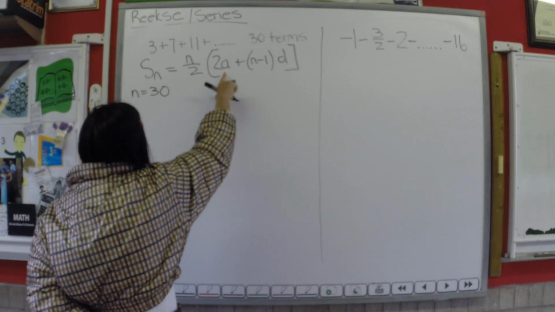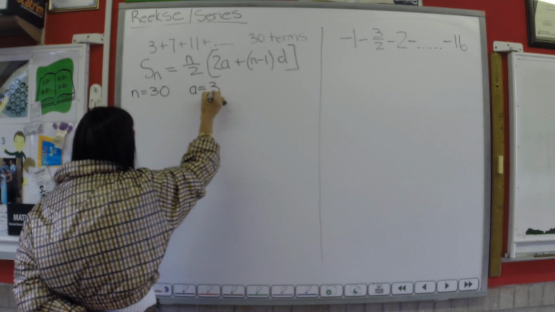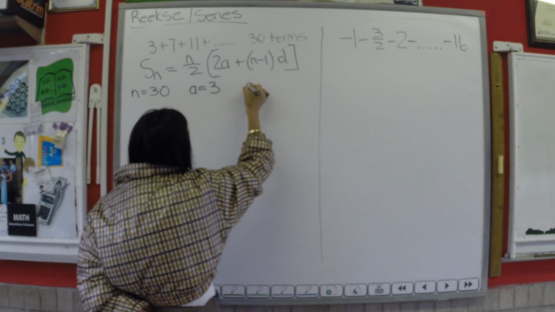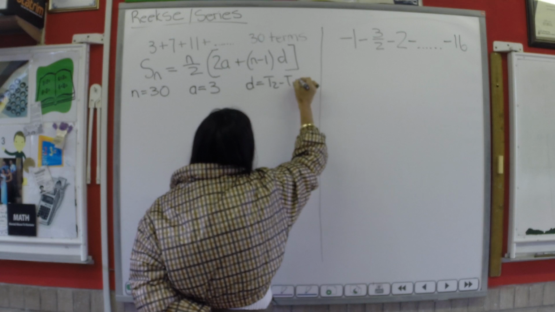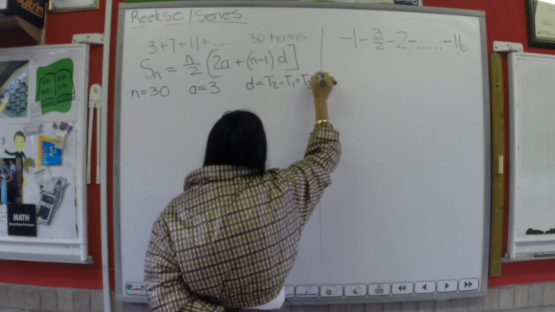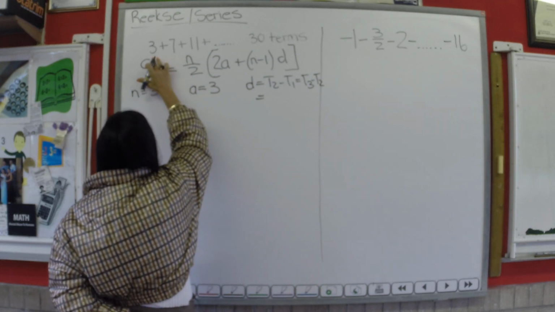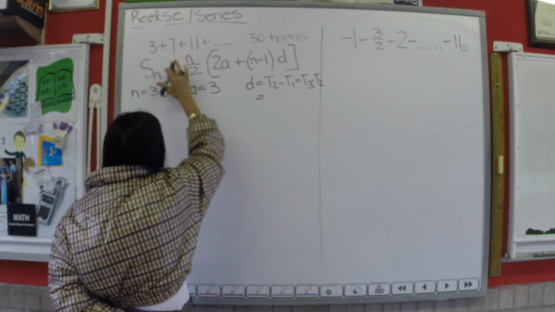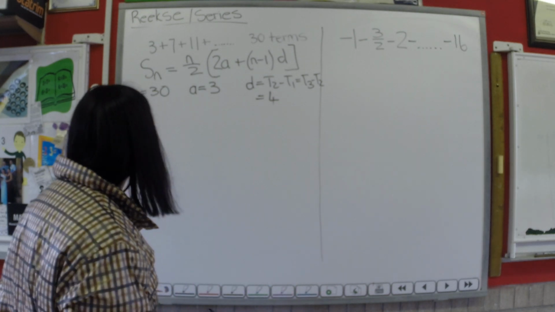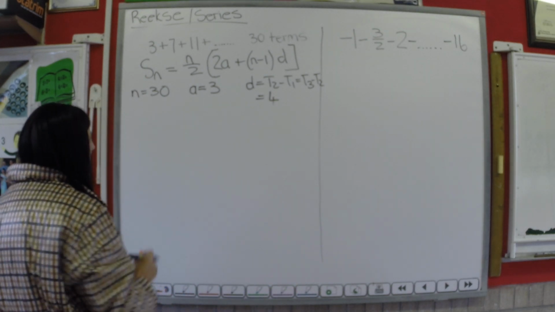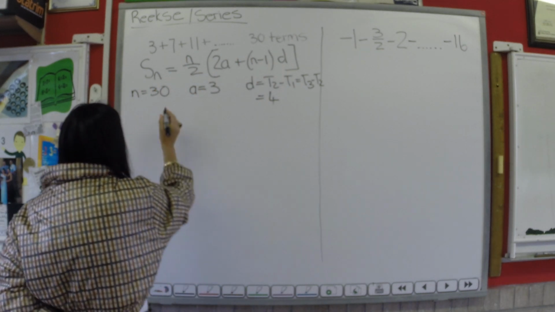Kom ons kyk of A is ons eerste term, ons het hom, hy is gelyk aan 3. En D is ons term 2 minus term 1 wat gelyk is aan term 3 minus term 2. So in hierdie geval, 7 minus 3 is 4 en 11 minus 7 is 4. Dis hoekom dit 'n rekenkundige reeks is. And therefore I've got now all the variables that I need, so I can simply substitute.